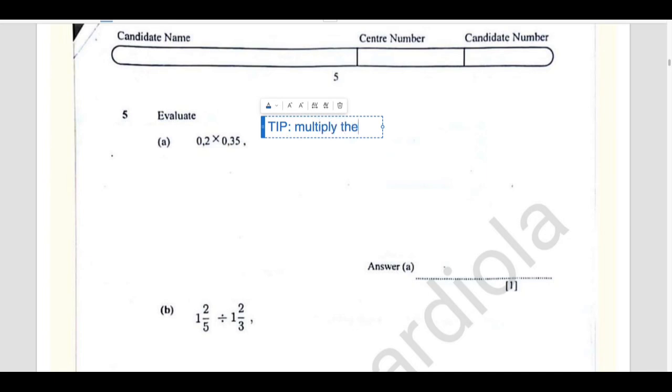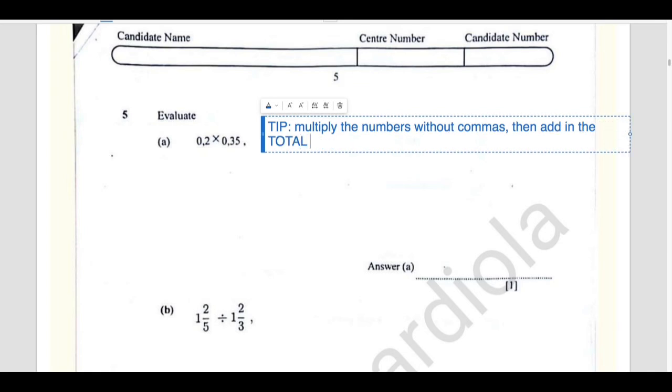So you multiply 2 times 35, then after you finish multiplying, you count how many decimal places there are. 0.2 has 1 decimal place, 0.35 has 2 decimal places. So the total number of decimal places will be equal to 3. Then, after you multiply, you move the decimal point from the end of the answer to the left, so that you can get your answer.